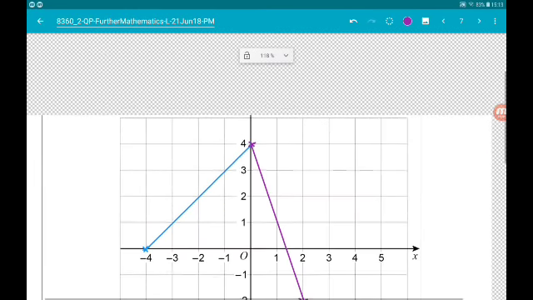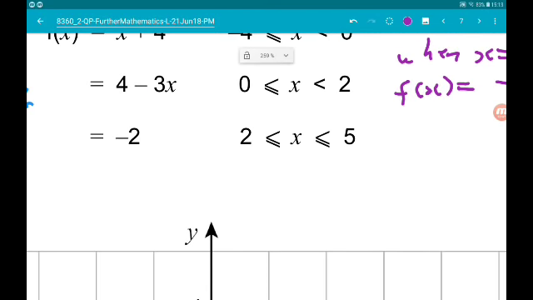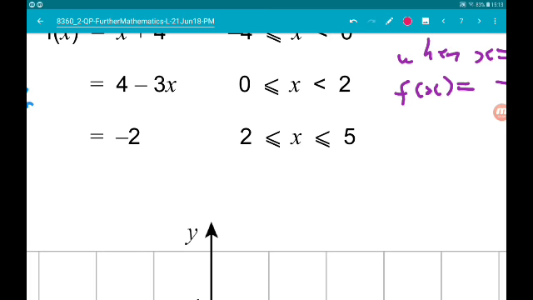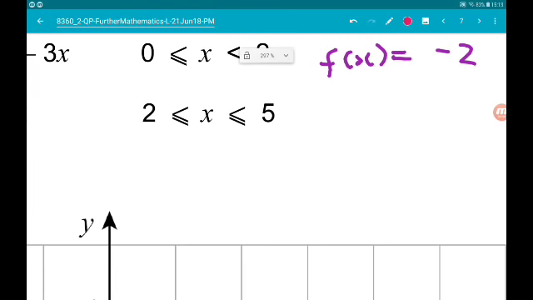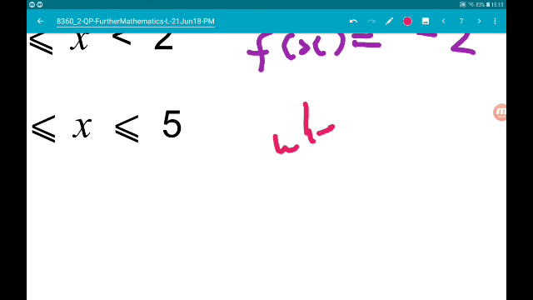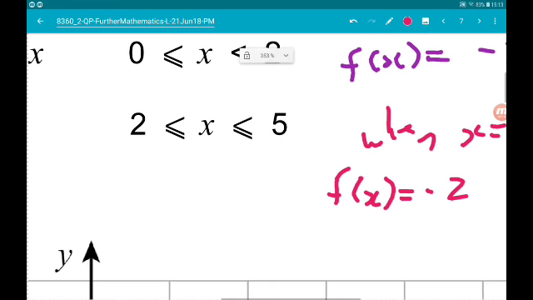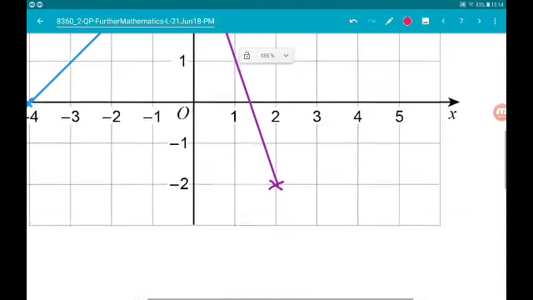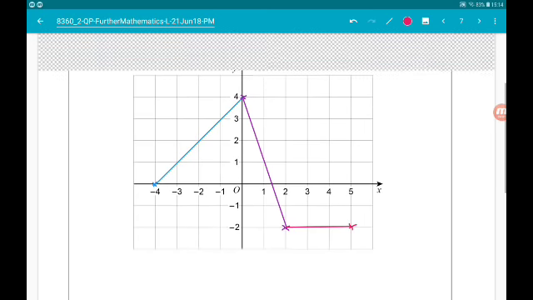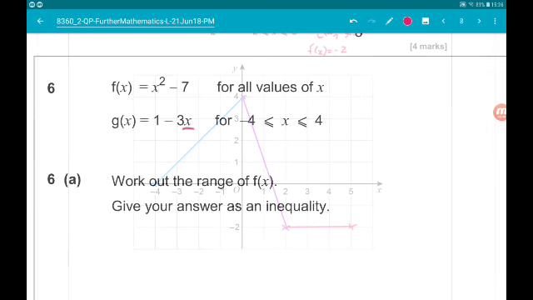Okay, and then the third bit, we are told that f of x is minus 2 for x between 2 and 5. So, that is just a horizontal line. So we know when x is 5, f of x is minus 2. Let's write that down. So when x is 5, f of x is minus 2. Now that's also true when x is 2, which we already knew from this guy. So now we just need to plot the point there and join those two up with a straight line. So there is the graph of f of x. Cool.